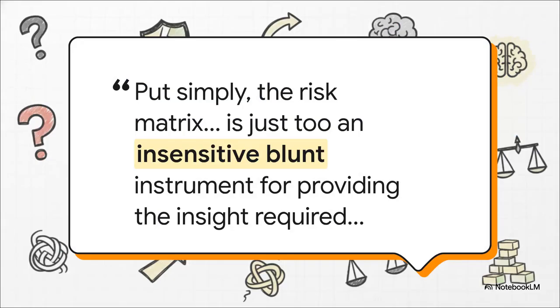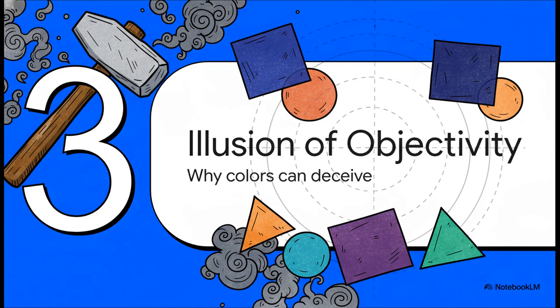Risk intelligence expert Chris Gibson just hits the nail on the head. He calls the matrix too insensitive, a blunt instrument that just doesn't have the nuance you need to get real insight into complex risks. So if it's such a blunt instrument, why does it feel so authoritative, so objective?